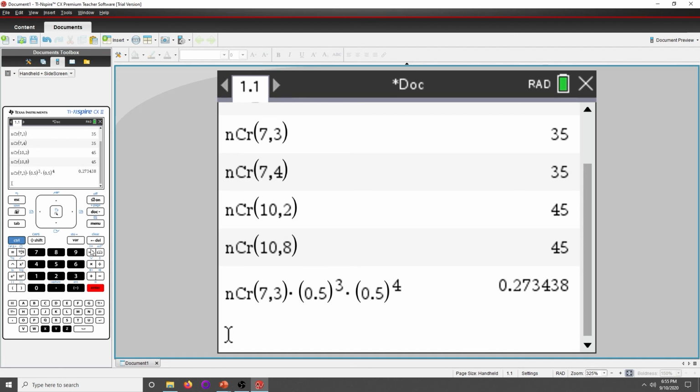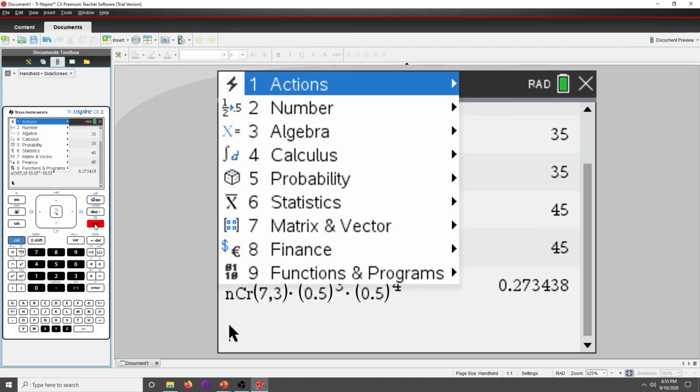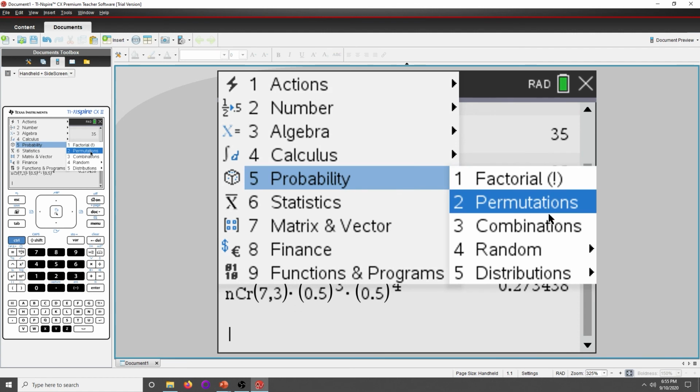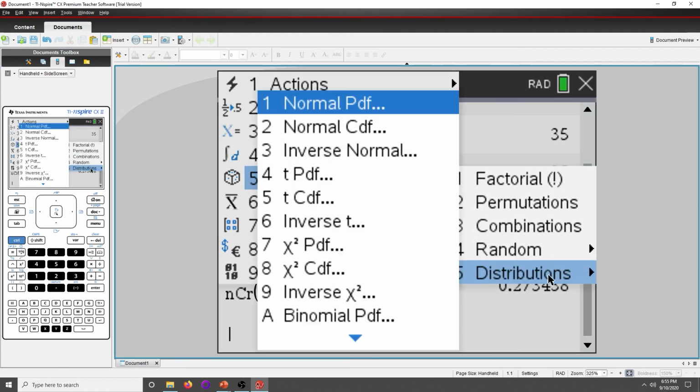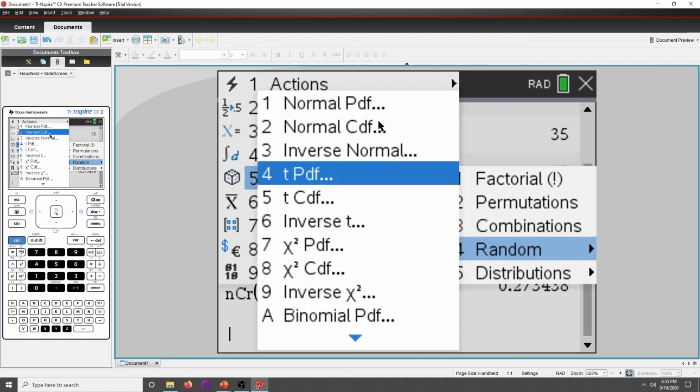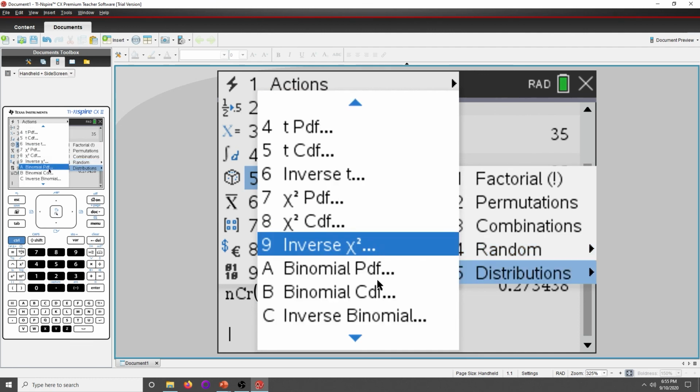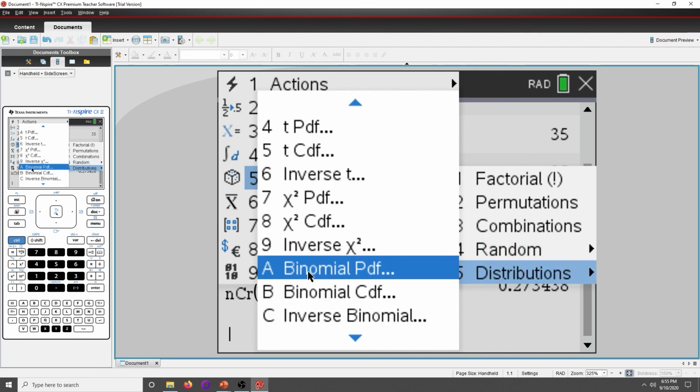Now, I'm going to show you how to do it the way that you probably always should. There is a function for it in the Inspire. You go to Menu, Probability, same thing as permutations and combinations, but we're going to go to Distributions. And the ones we want, these are for like statistic stuff, we want A and B. Binomial PDF is for one singular number of successes. CDF is what we'll go over in a sec, but we're going to do PDF right now.